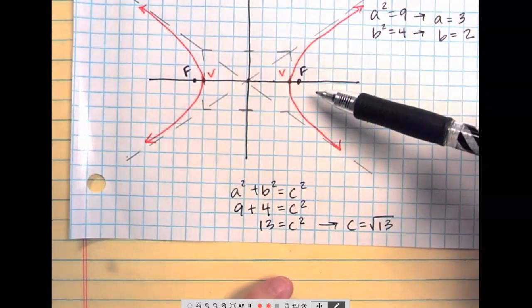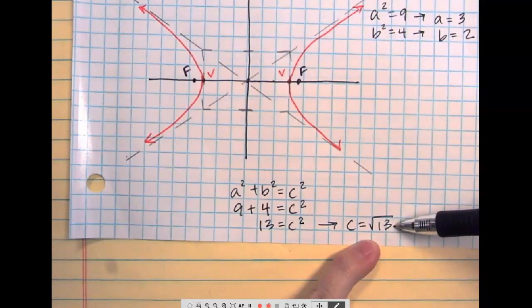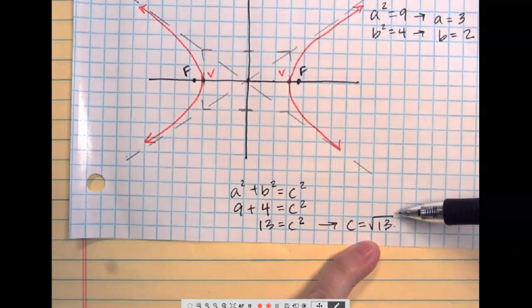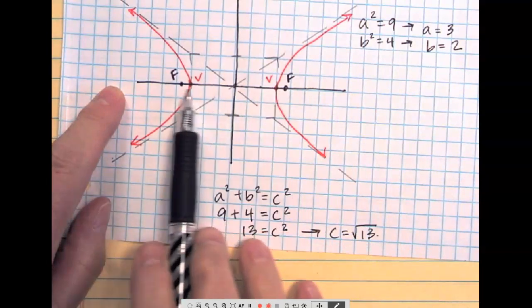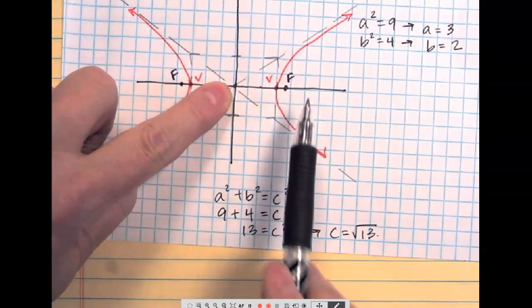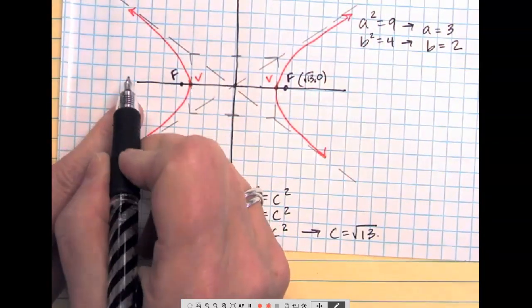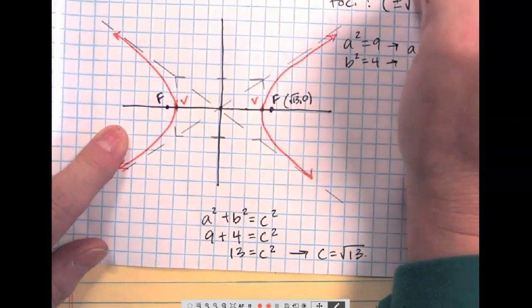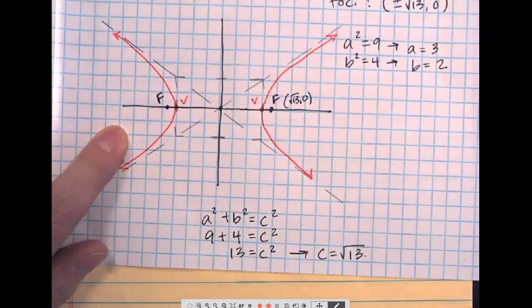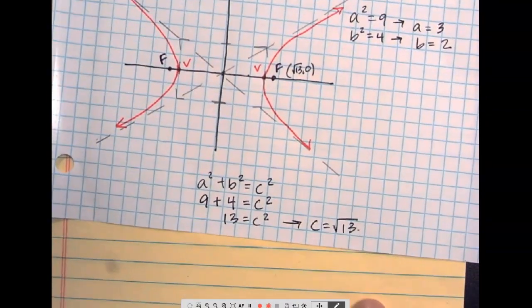Okay, but what is that ordered pair really? I went 3 out, and then 3 plus the square root of 13... no, I only went out from the origin the square root of 13, 0. Right, it's still on the x-axis. So that ordered pair is (square root of 13, 0), and this one would be (negative square root of 13, 0). Is everybody okay with that?